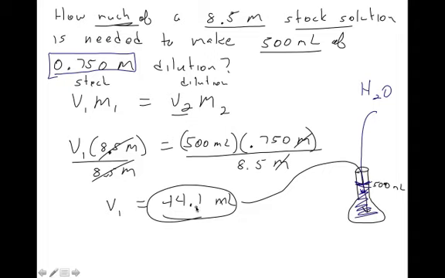We do that because we don't want to dilute our stock solution. We want to take part of our stock solution and dilute it. We don't want to dilute our entire stock solution to this new dilution, because then if we want something more concentrated, we're too dilute to begin with. So that is how you make solutions, and that is how you make dilutions.